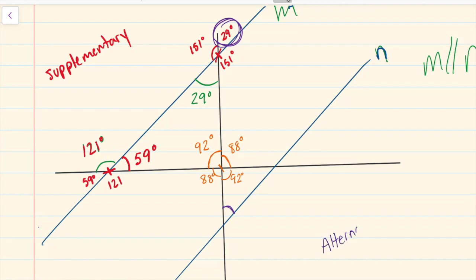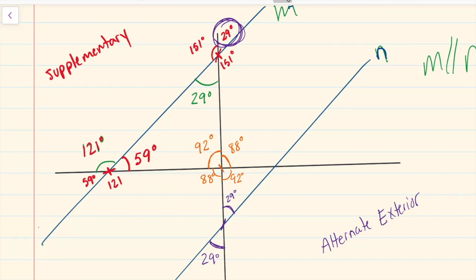alternate exterior angles. What does that mean? And I circled the wrong one. Alternate exterior angle says if this is 29, and I look at the one opposite, in other words, right here on the outside of the parallel lines, this one has to be 29. Alternate exterior. Now, again, these are vertical angles, so that gives me 29 degrees.